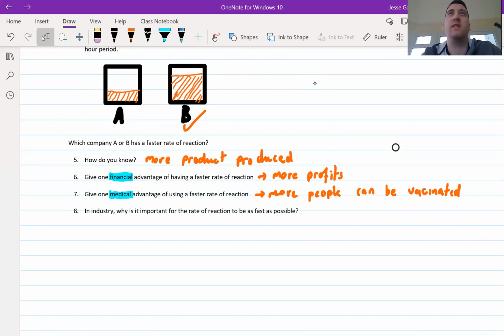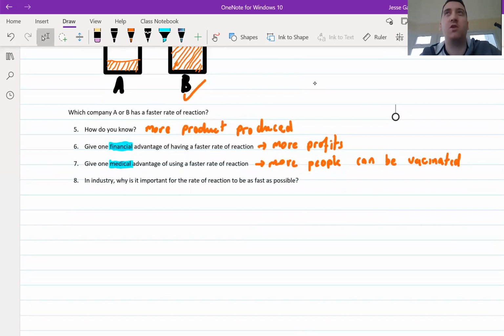It might be drugs against diseases like cystic fibrosis, multiple sclerosis, any disease that has a medication. Well, the medicine's going to be made somewhere using a chemical reaction probably, and a higher rate of reaction is going to mean that there's going to be more product produced, and it can reach more people and help more people, and it can also make more profits for the company.